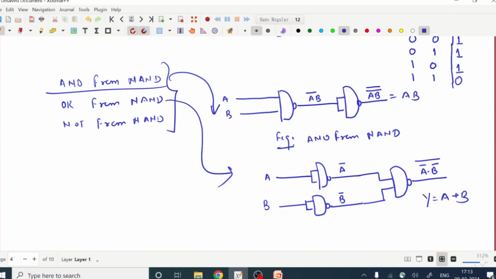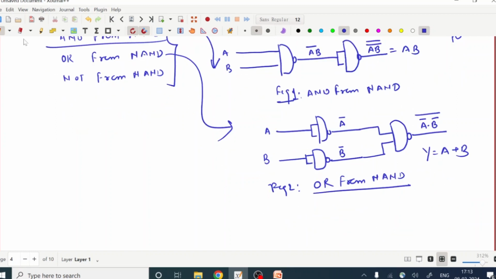We will discuss this when we discuss Boolean functions, how we design any circuit by using only NOR gates or only NAND gates. Here we just discuss the introductory portion, how we simply design an OR from NAND. So this is OR from NAND.